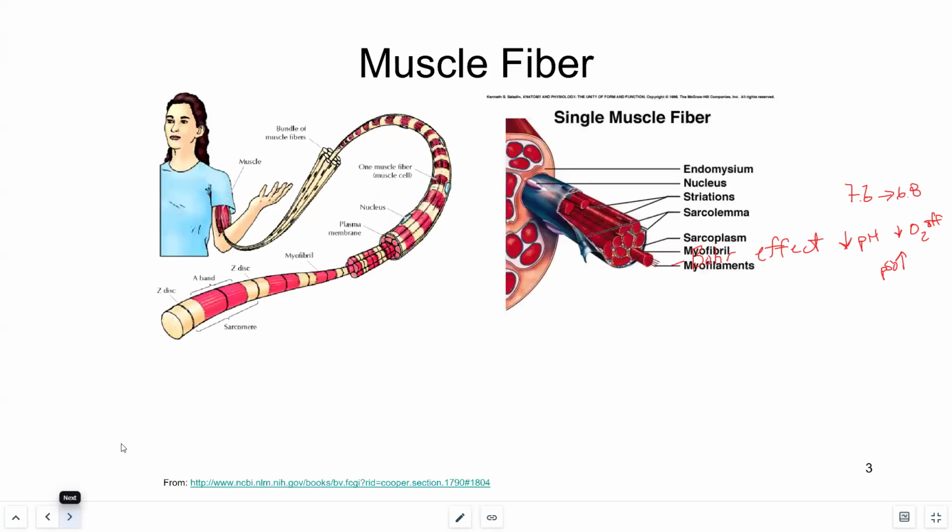All right, now we're moving on to muscle fibers. Okay, so I'm going to take a drink of my coffee real quick.